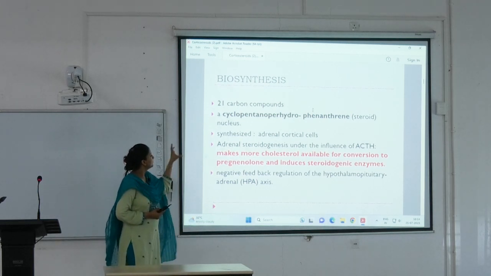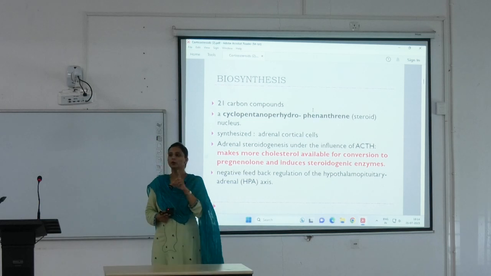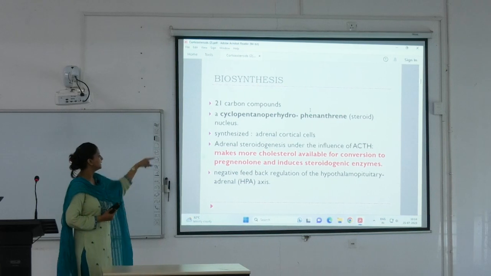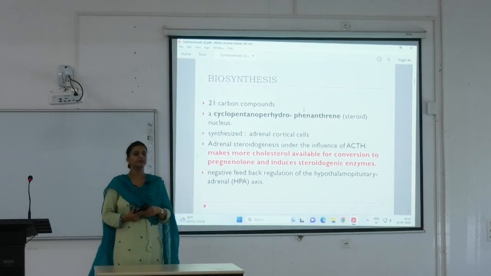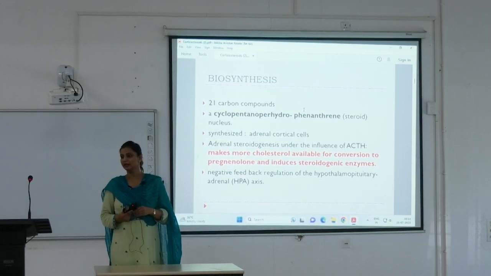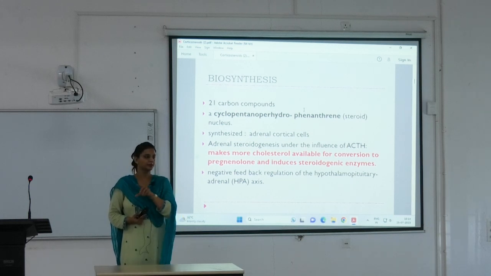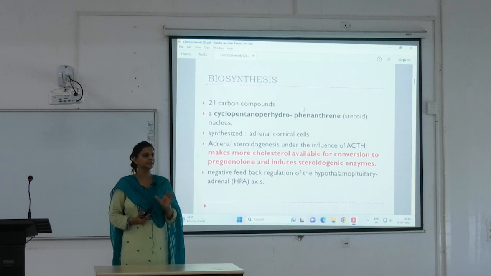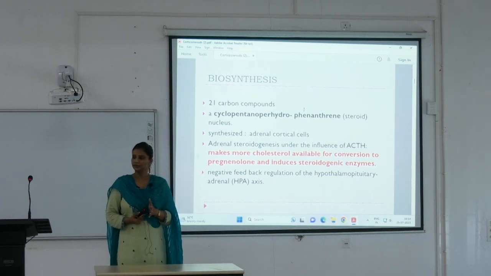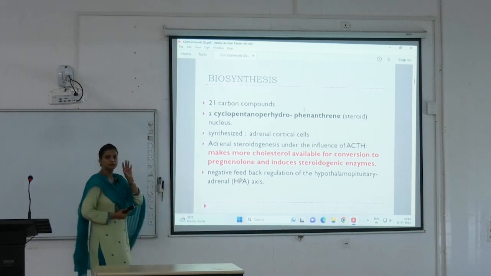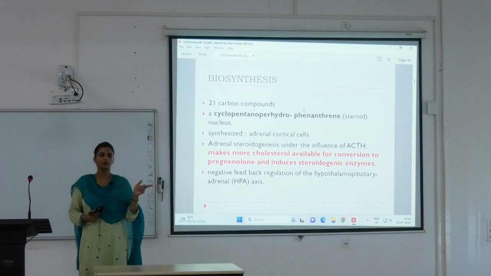When these are formed, the main thing that you have to remember is they all have one thing in common. What is that? The cyclopentanoperhydrophenanthrene ring. It is a 21 carbon compound structure. You have to remember this. This is the most common thing of all the three pathways. This is the ring, this is the structure that is present in all the three. The cyclopentanoperhydrophenanthrene nucleus is the center of all the three.